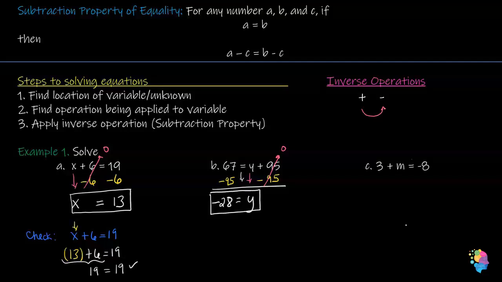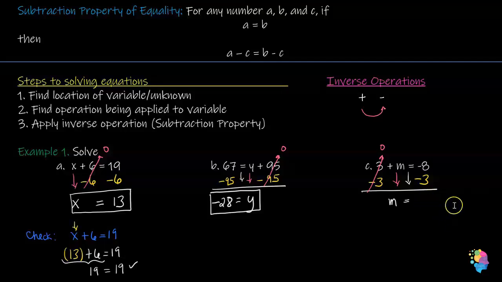Let's try it one more time. I notice that the variable is on the left side. The operation being applied is addition of 3. So then what I'm going to do is subtract 3 from both sides. From left to right, 3 minus 3 will add up to 0. Don't forget to bring down your variable. Don't lose the equal sign.